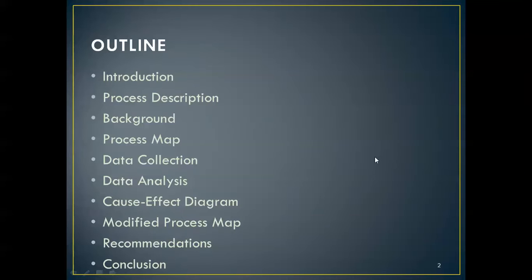This is my presentation outline. First of all, I'm going to give a brief introduction about the company and the product. After that, I will go through the process description. Then I'll give a background about the case. Then I'll go through the process map, the data collection, the data analysis, and the cause-effect diagram. Then I'll present the modified process map, and then give the recommendations, and I'll conclude my presentation.